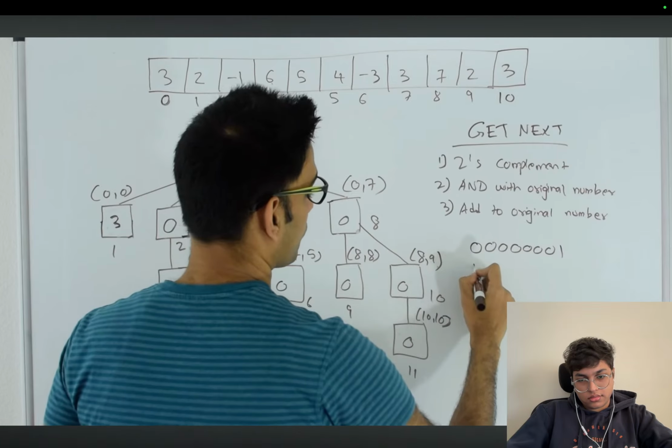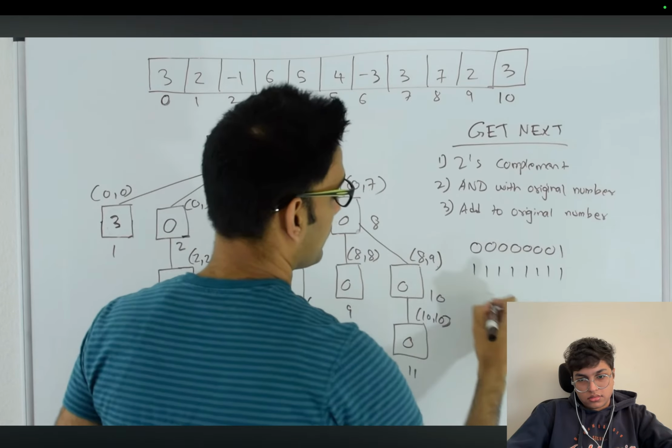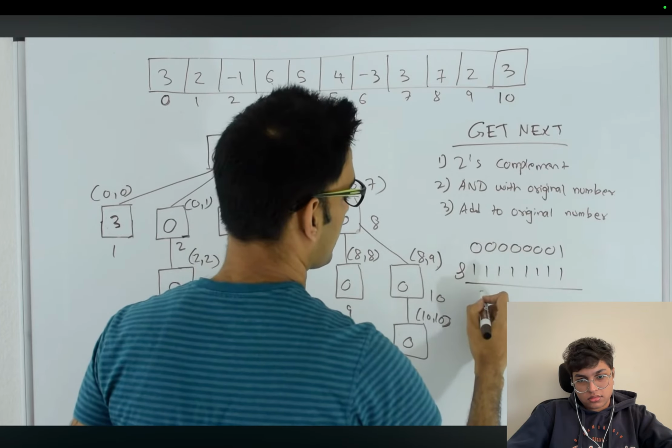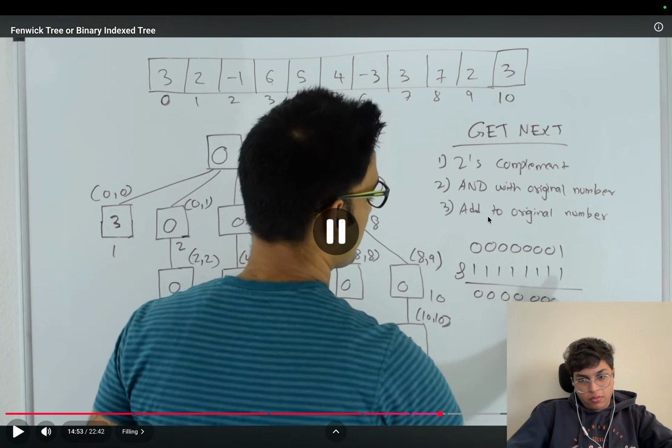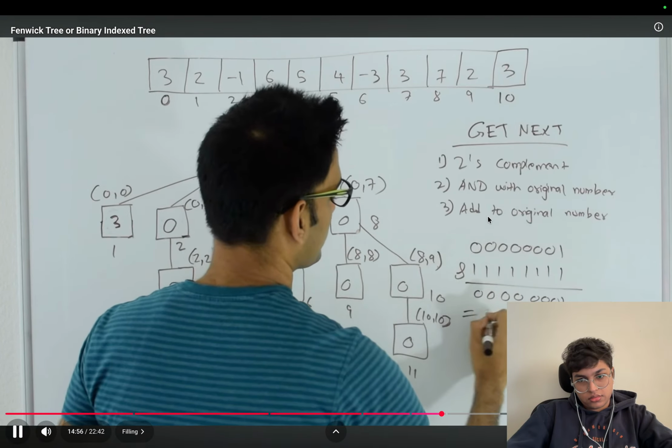So 2's complement of 1 is 1, 1, 1, 1, 1, 1, 1, and 1. If you add them together, this becomes 0, 0, 0, 0, 0, 0, 0, 1. And if you add this with the original number, that becomes 2.